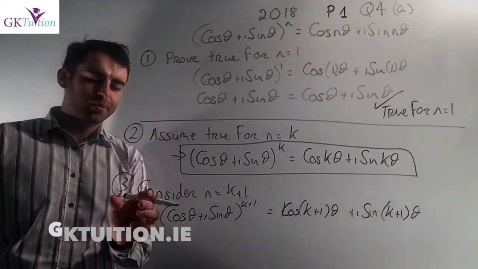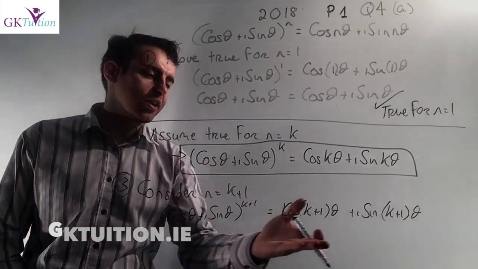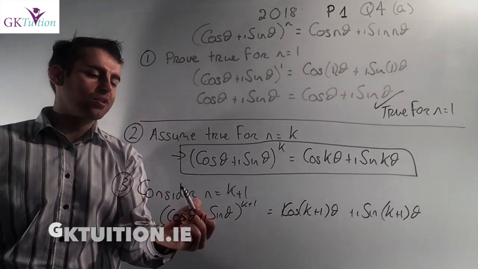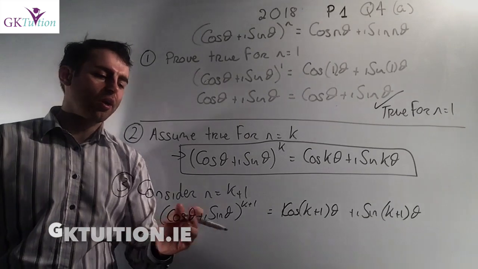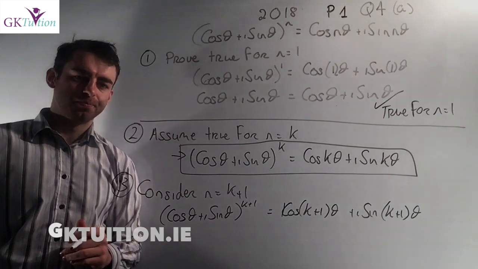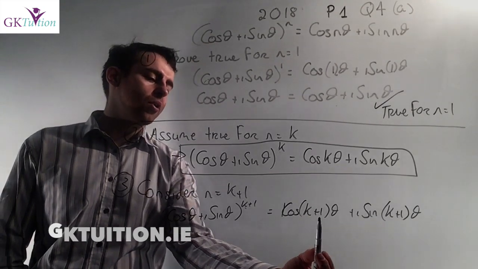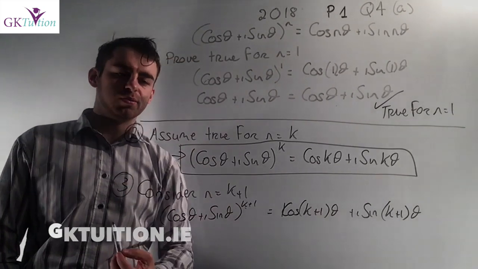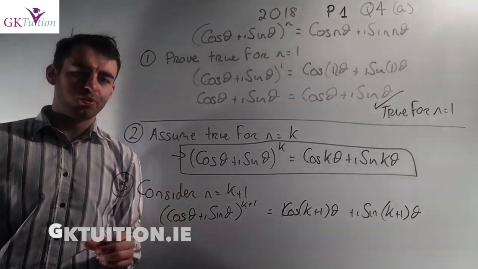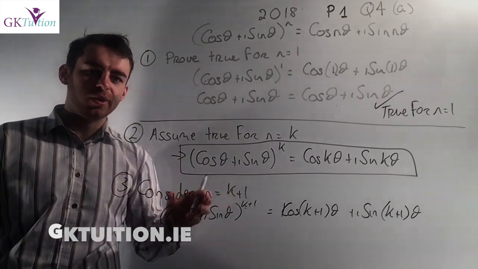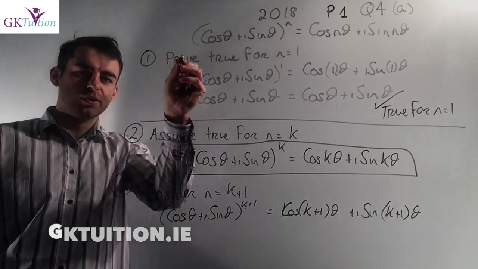Now the difficult step is going to be step 3, and I've just started it off here. For step 3, I'm just going to consider n equals k plus 1. I need to prove that this is true. On the left hand side, all I've done is subbed in k plus 1. On the right, I've subbed in k plus 1 in both places. Now I need to try and prove this. So make sure you've got that down and try and do it yourself. If you can't figure it out, we'll do it on the next slide.